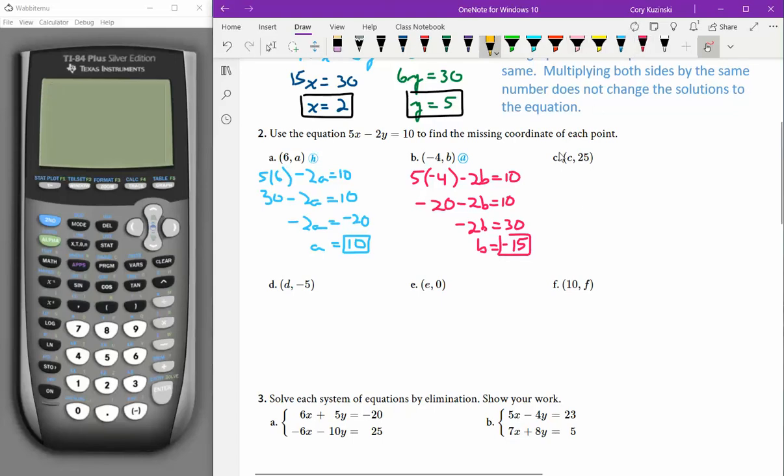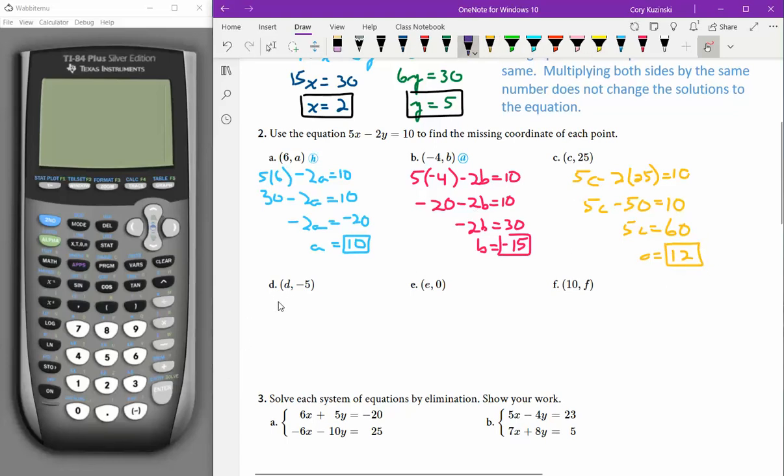Now we are given a y value, and we have to figure out an x value. So we're going to do 5 times an unknown x, or in this case, c, minus 2 times y, which is 25, equals 10. So 5c minus 50 equals 10. 5c equals 60 when we add 50 to both sides, and c equals 12 when we divide both sides by 5.